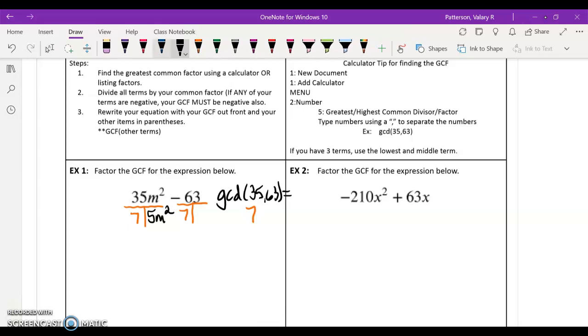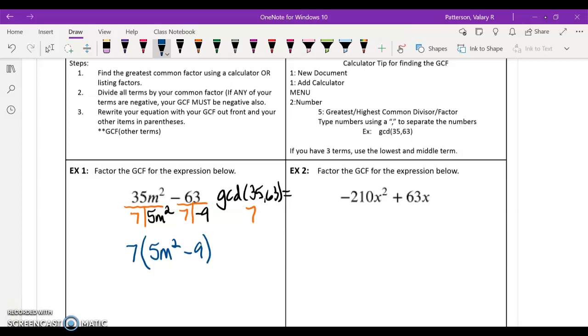And then when I divide 7 into negative 63, so negative 63 divided by 7, we're going to get negative 9. So when we rewrite this, again, we've divided out a 7, and we have 5m squared minus 9. See how we're going from where we would distribute a term in front of the parentheses to get 35m squared minus 63. Now we're doing the reverse of that.